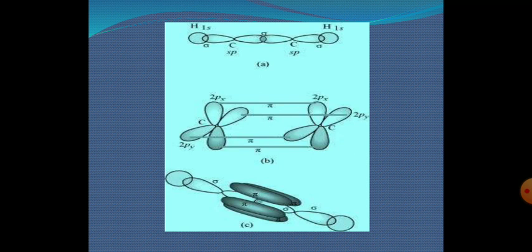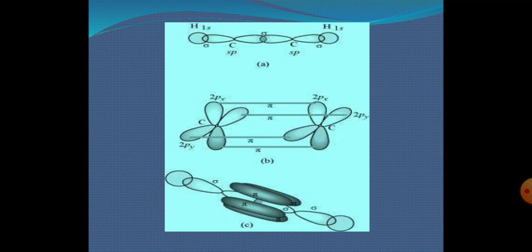By combining cases A and B, you get the final figure of the formation of ethyne, or acetylene. Between the two carbon atoms you will notice three bonds: one is a sigma bond and the remaining two are pi bonds. So between carbon and carbon in ethyne, or acetylene, a triple bond is present. Two are pi bonds and one is a sigma bond.